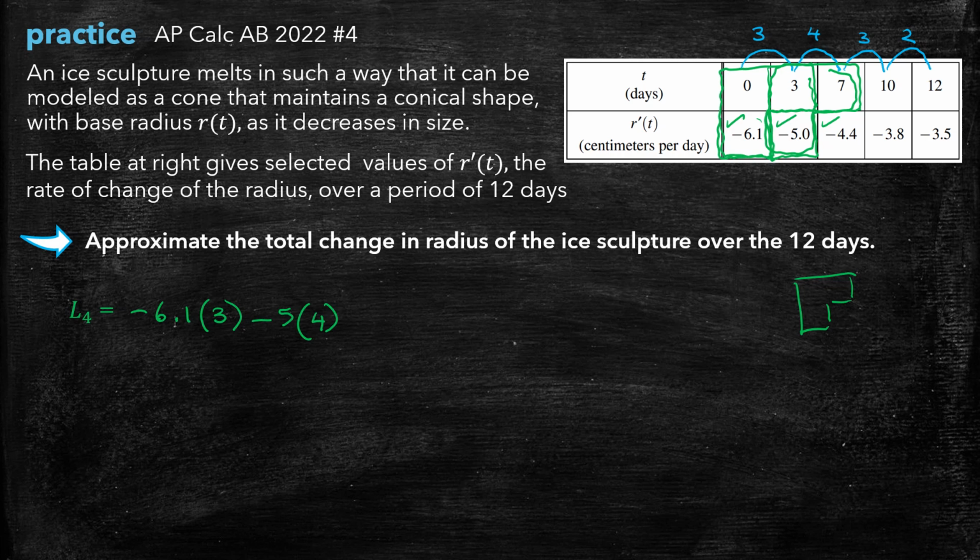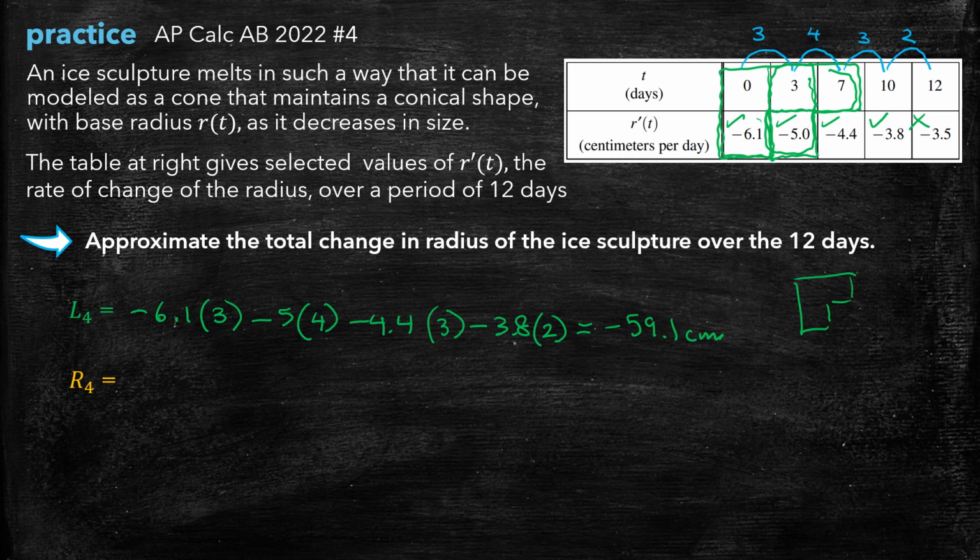Now we're going to use minus 4.4. I won't keep messing up the diagram because it'd be hard to read. And then we're going to use negative 3.8 for the interval of 2. Notice that we are not using the negative 3.5 because these are left endpoint intervals. This comes out to be negative 59.1 centimeters. So we estimate that's how much the radius decreased over the 12 days.